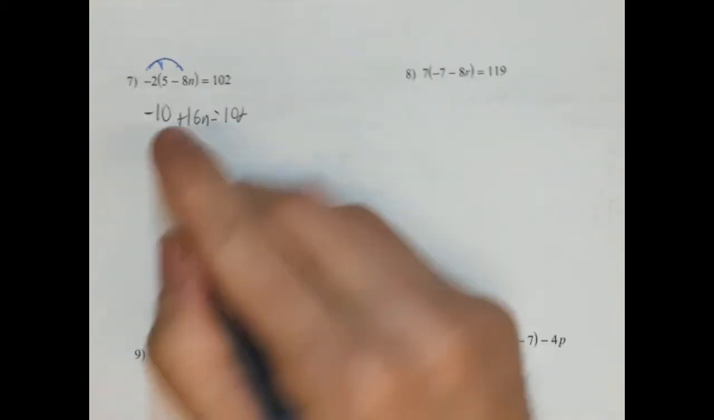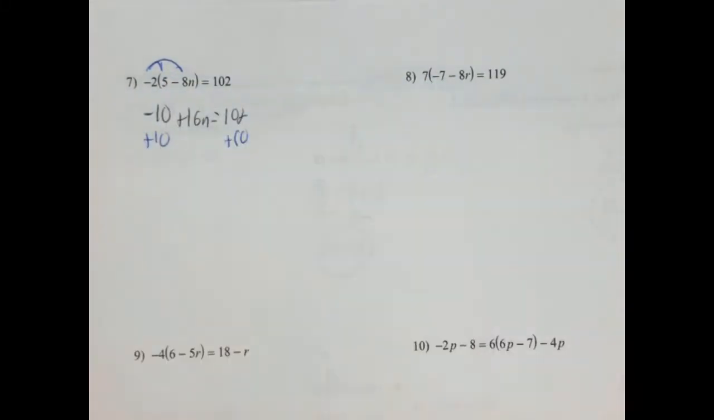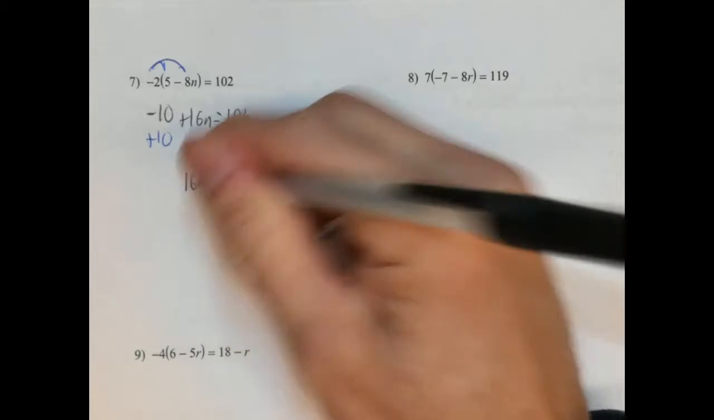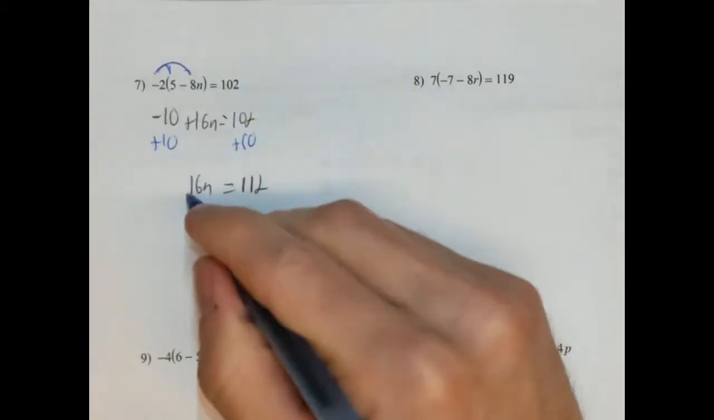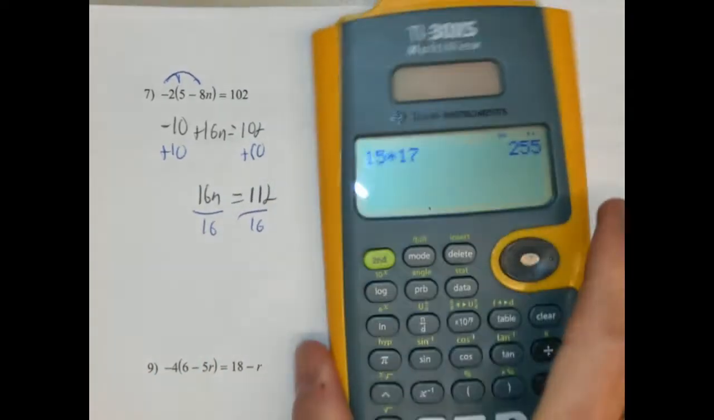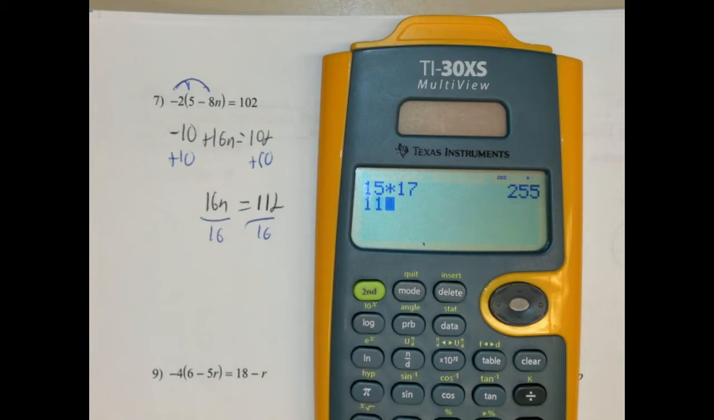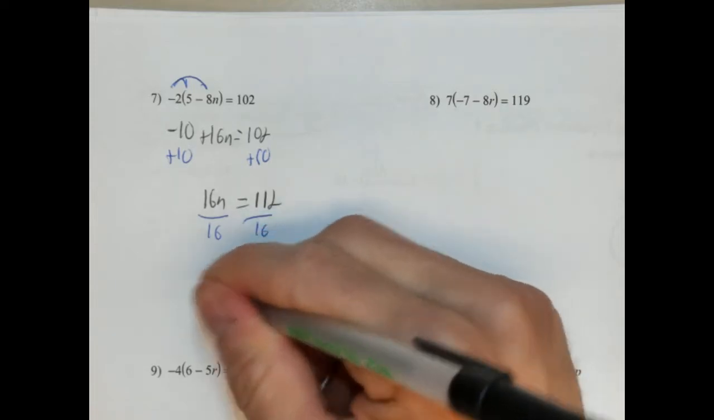So let's get rid of our constant first. So we're going to add 10 to both sides. And 16n equals 112. Now we're going to divide both sides by our coefficient, which is 16. So let's see what happens here. So 112 divided by 16 equals 7. So n is equal to 7.